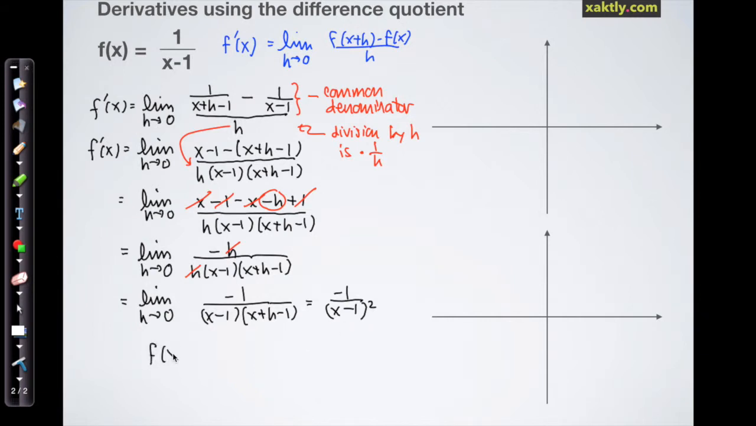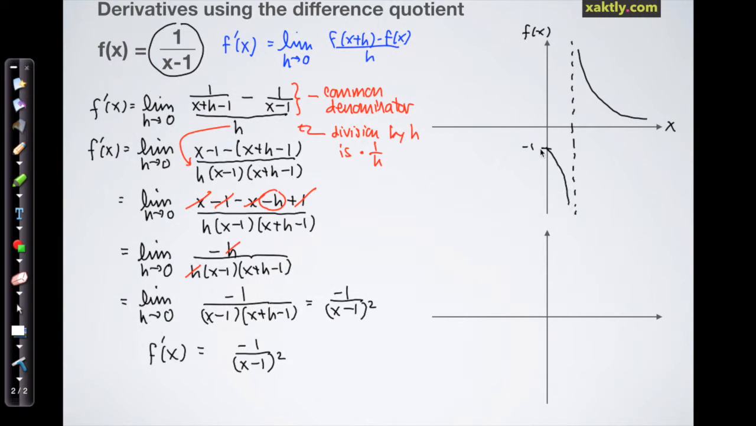The derivative of 1 over x minus 1, the rational function, is another rational function: minus 1 over x minus 1 quantity squared. So let's try and graph those two functions. We'll graph the function up here, and I'll just do that quickly. You know how to graph rational functions. It's got a vertical asymptote at x equals 1. It's positive on the right side of that asymptote, negative on the left side, and it has a y-intercept of -1, so it looks pretty much like that.